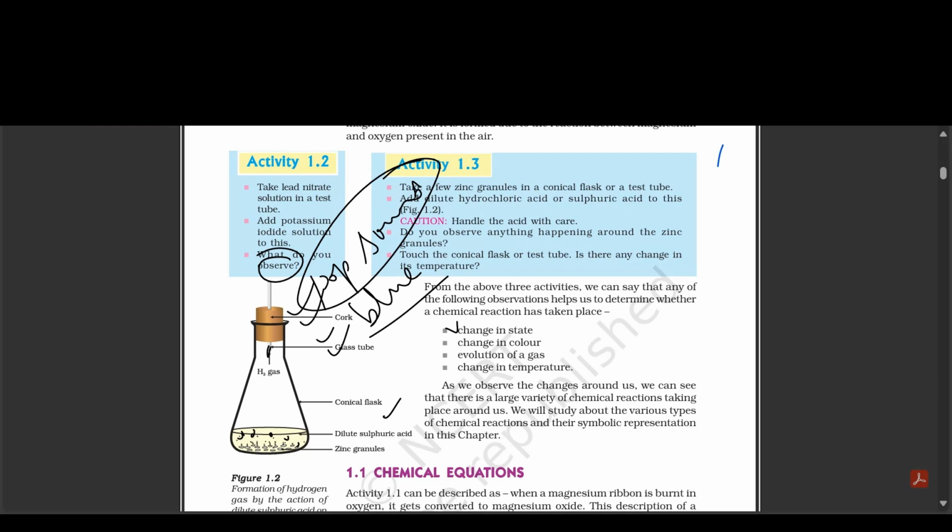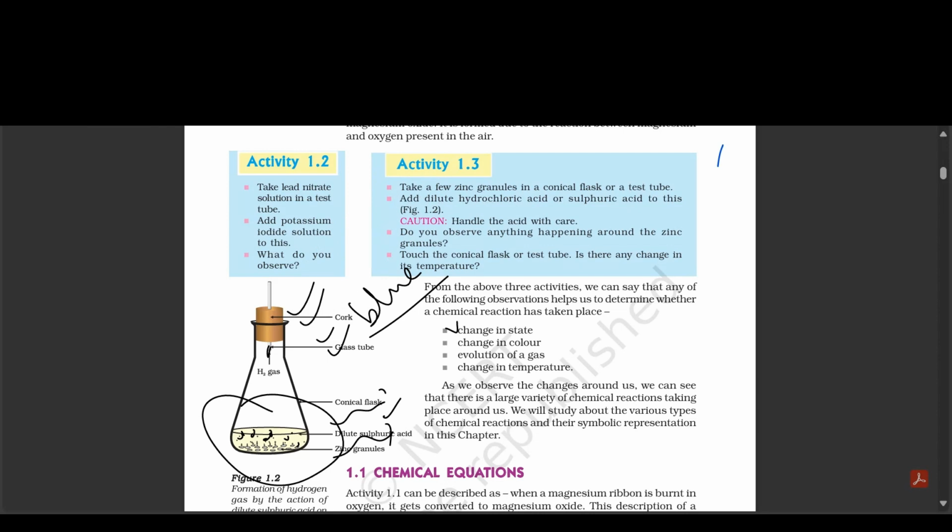So three observations you can see here. First is you will observe the bubbles, right? You will test the gas. When you test the gas, you observe that it burns with a pop sound and the flame turns blue in color, right? Also, one thing more you will observe is that the content will get heated up. If the content is getting heated up, it means heat is being evolved, means it releases heat, right? So this is important here.